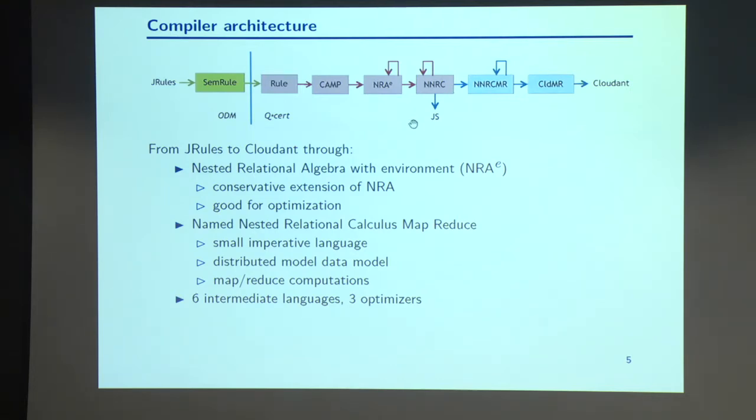Some of the key components are in the middle: the nested relational algebra, which is a classical algebra in the database community that we have extended a little bit for our purpose. And then we go to a small imperative language. Here is a second key component, which is an extension of this imperative language called the nested relational calculus, extended with some MapReduce computation that will then allow us to target the Cloudant database.